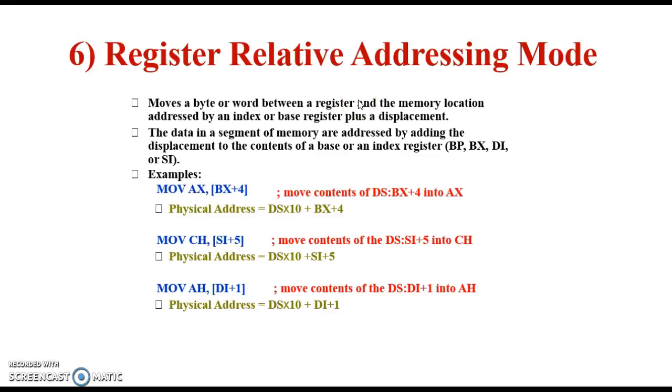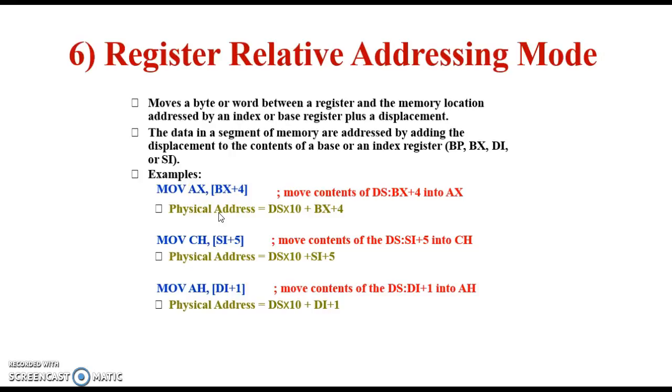In this type of instruction, it moves a byte or word between the register and the memory location addressed by an index or base register plus a displacement or relative. The data in the segment of memory are addressed by adding the displacement to the contents of a base or an index register, that is BP, BX, SI or DI. For example, move AX comma in bracket BX plus 4. So, it moves the contents of DS colon BX plus 4 into the register AX.